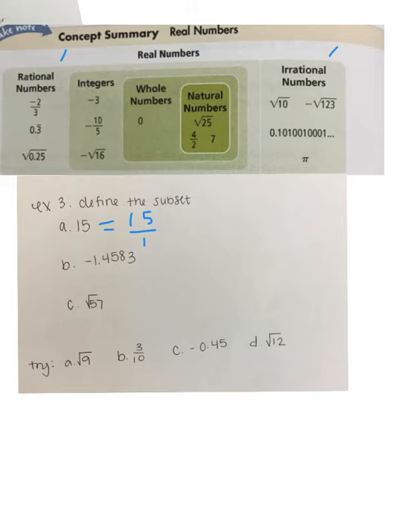And then the square root of 57, right? If you type that in your calculator, you'd see that that decimal goes on and on and on. So that's an irrational number when we're defining that. So go ahead and try these ones here.